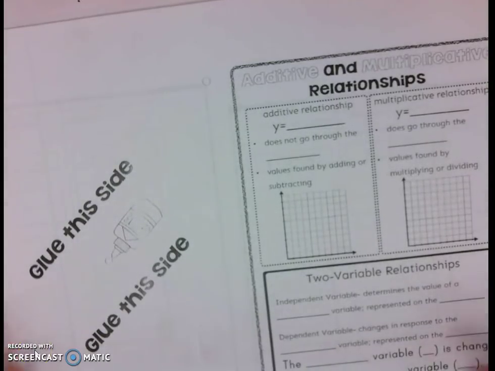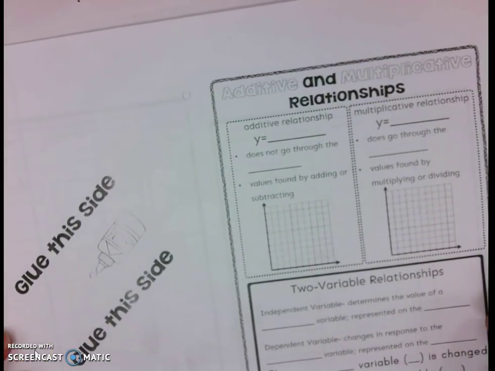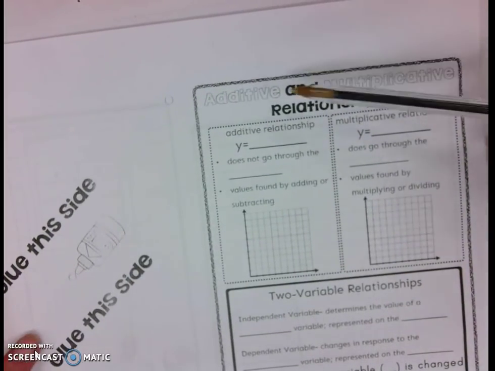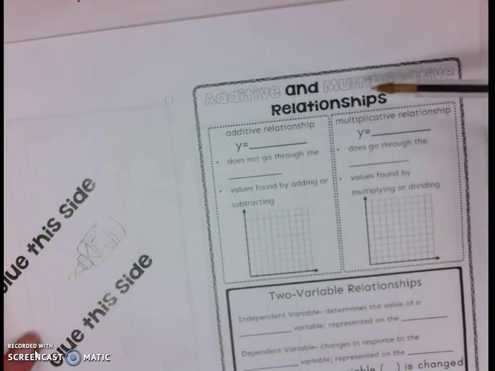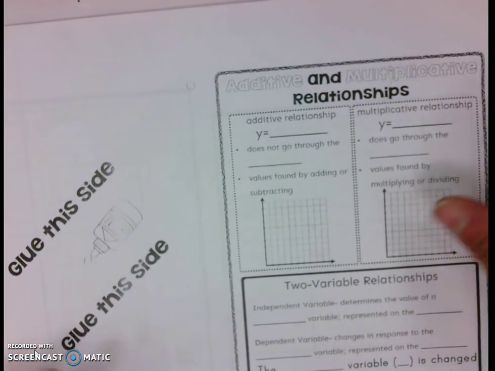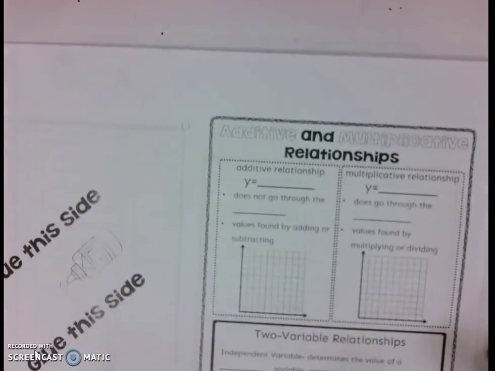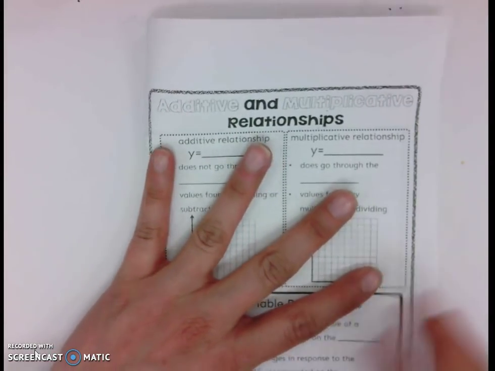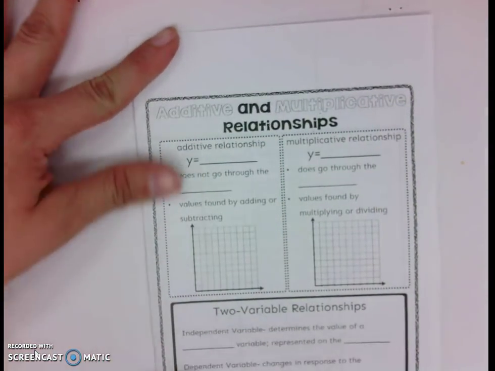Okay guys, so we're going to take some notes on this foldable on the different representations of additive and multiplicative relationships. So you should have this foldable by now. So what we're going to do is just fold it in half. So facing this way, just fold it in half. We're making a little book.